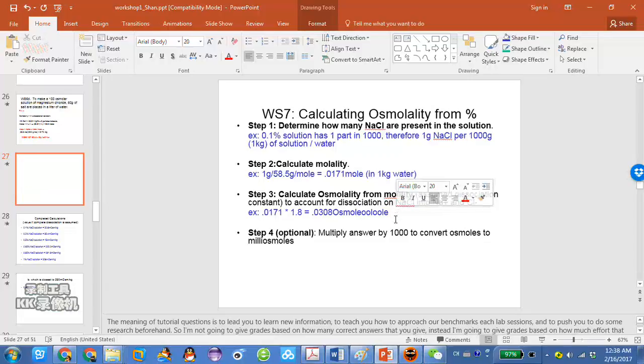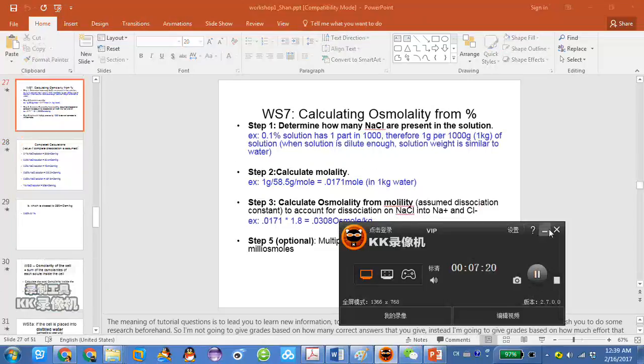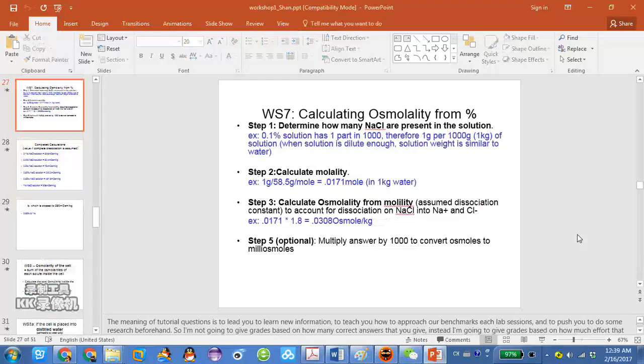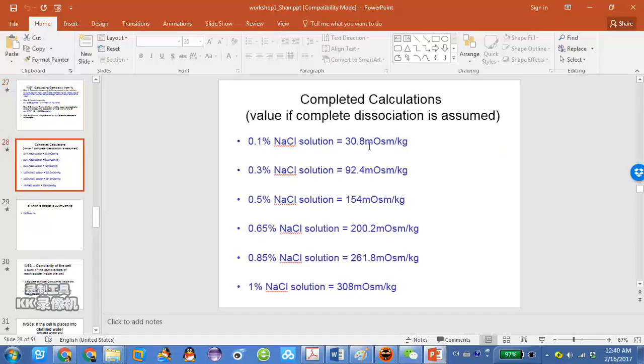Okay, there was some problem with the computer. I closed the program and restarted, so I fixed this one. The final unit of this number should be milliosmoles per kilogram, and the number is listed here, 30.8 milliosmoles per kilogram.